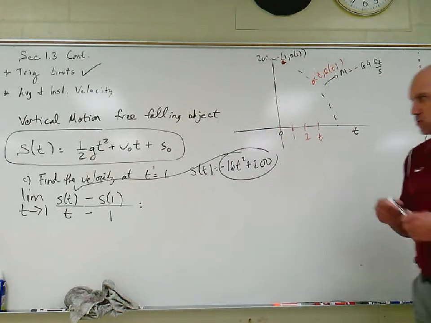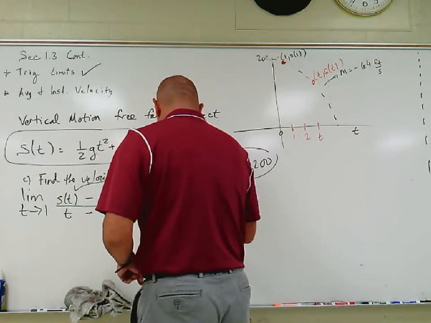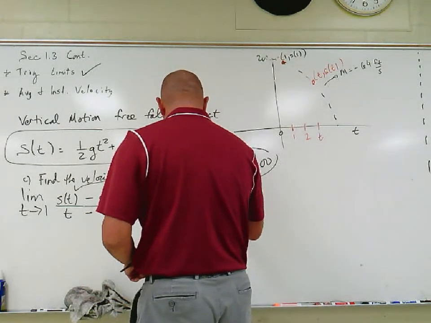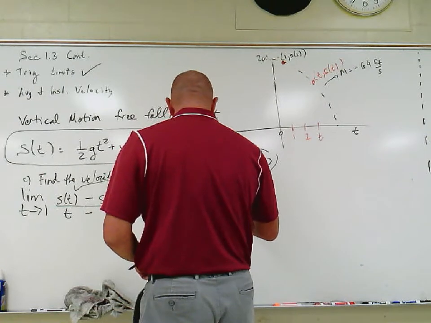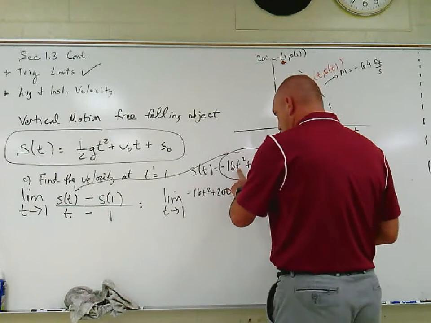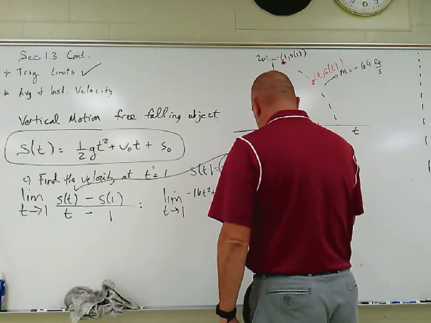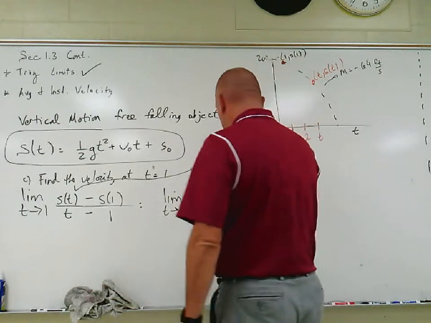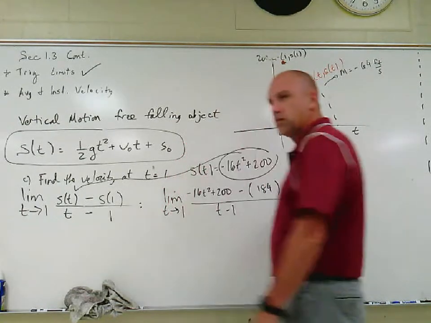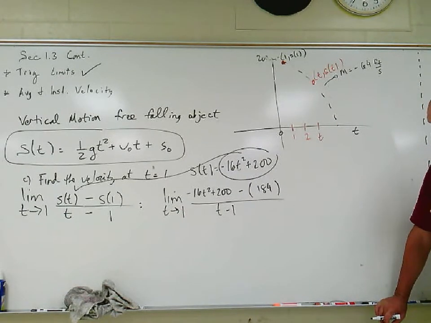All right, so let's look real quick. When I sub in, I get S of t, which is negative 16t squared plus 200 minus S of 1, or when I plug in a 1, I get 184, all over t minus 1. So what should have happened in the top is you should have got 200 minus 184, which will then simplify to what?